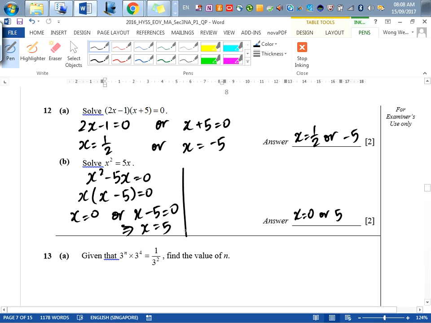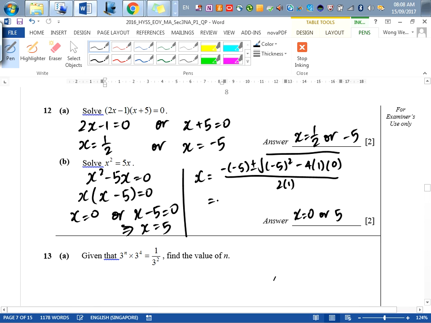Okay, we can use our quadratic formula, but it is going to be tedious because then we will have x equals minus negative 5 plus minus square root of negative 5 squared, b squared minus 4 times 1 times c, which is 0, divided by 2 times 1. Wow, so much work just to get 0 or 5. It's okay if you want to do that, no problem, but it's a bit more work. Okay? Equals dot dot dot.